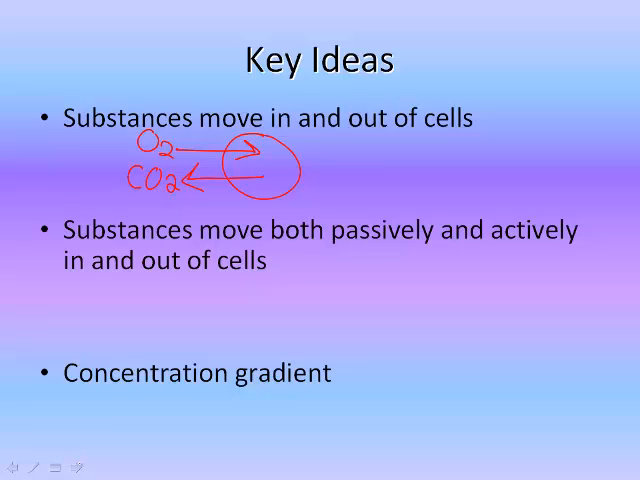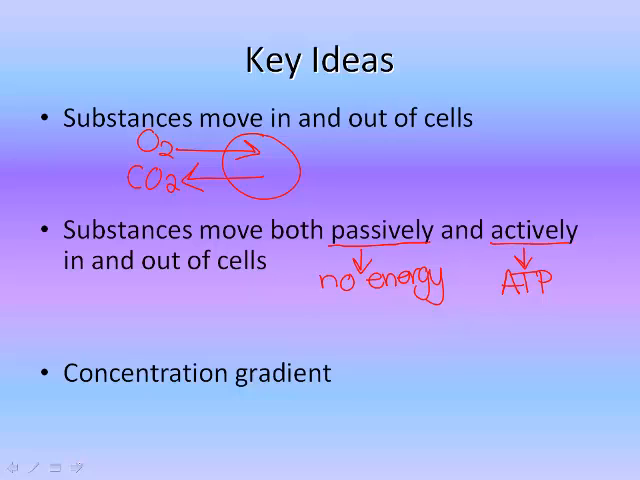Substances can move both passively and actively in and out of the cell. When we talk about substances moving passively, this means without energy. So no energy is used for it to move in and out. Moving actively in and out of cells means that energy is used, or ATP is used, in order for the substance to move in or out of the cell.